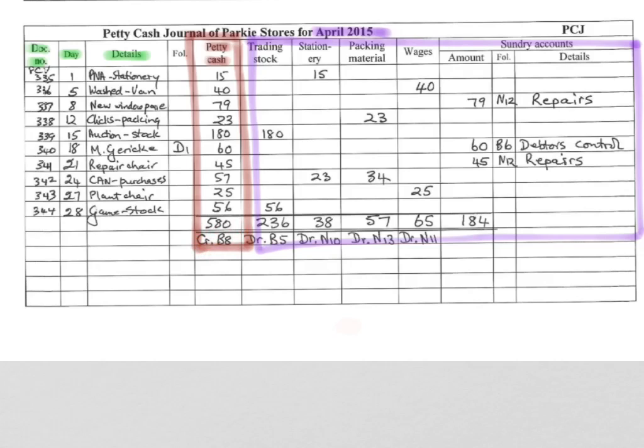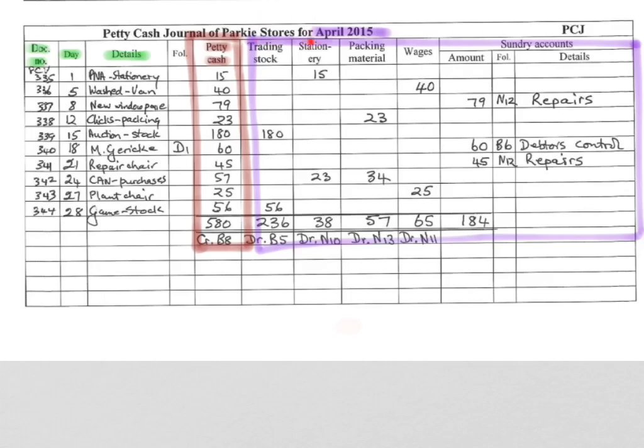Because it is an asset, it needs to be decreased, so the credit side is going to decrease the account. Sundry accounts, total payments, or you can say petty cash payments, is written as the reference in the petty cash account because there are many different accounts that will be debited to complete the double entry. And you can see here in the journal all the different debit accounts that I can choose from: trading stock, stationery, packing material, wages, or any other thing that I'm paying for in sundry accounts.